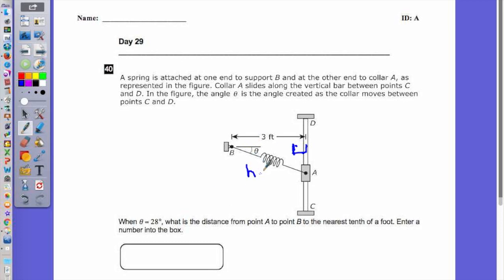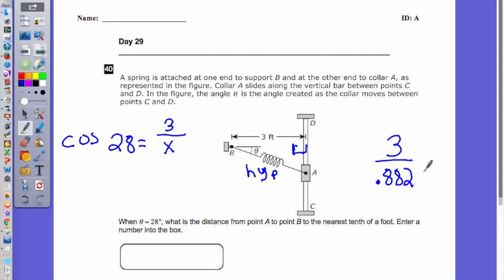So I'm finding the hypotenuse, right? So I have a 28 degree angle. I have adjacent over hypotenuse. That means I'm dealing with a cosine. Correct? So what is the cosine of 28? Is it 0.8829? 0.88295. So I'm dealing with 3 divided by 0.8829. And I believe you get 3.4. Am I correct? Cool. Yes.